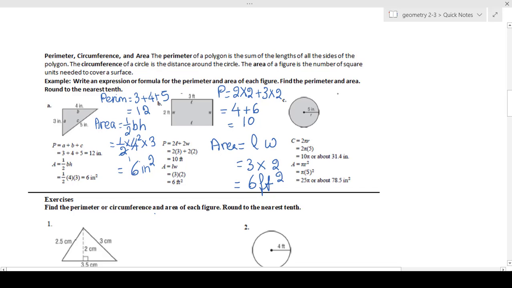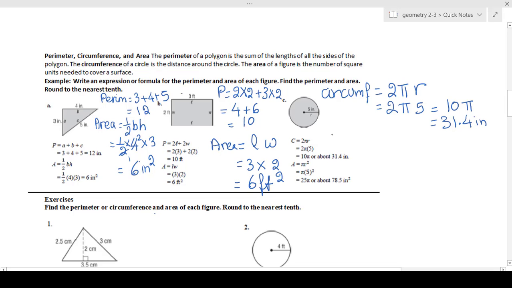Now this is a circle, so I'm talking about, instead of the perimeter, a circumference. Circumference is only concerned with the circle. It is equal to 2 pi r. My r here is equal to 5, so the circumference is equal to 2 pi times 5. So this is equal to 10 pi, and this 10 pi, if I do it with the calculator, it will give me 31.4 inches.